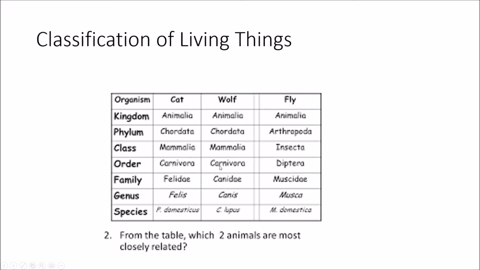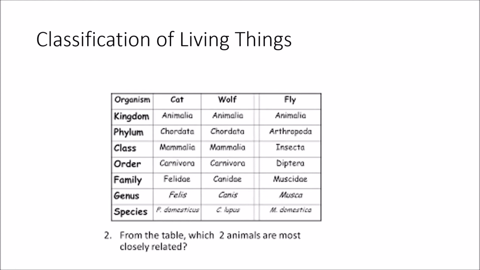Cat and wolf, once again, are part of the Carnivora order, okay, which means that they are carnivores. The fly had a different order. And like I said earlier, once they got to the family, each of these different organisms had different families. And then as they moved further down these levels of classification, they were placed into different groups. So at that point, they no longer had anything in common.